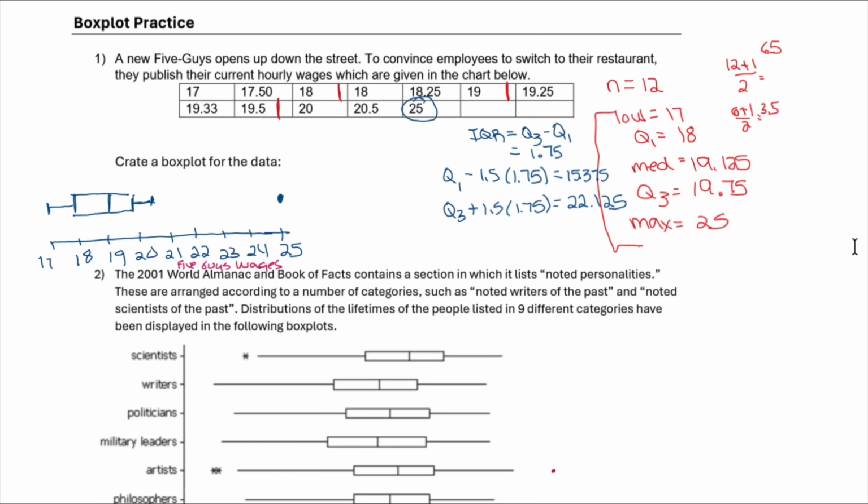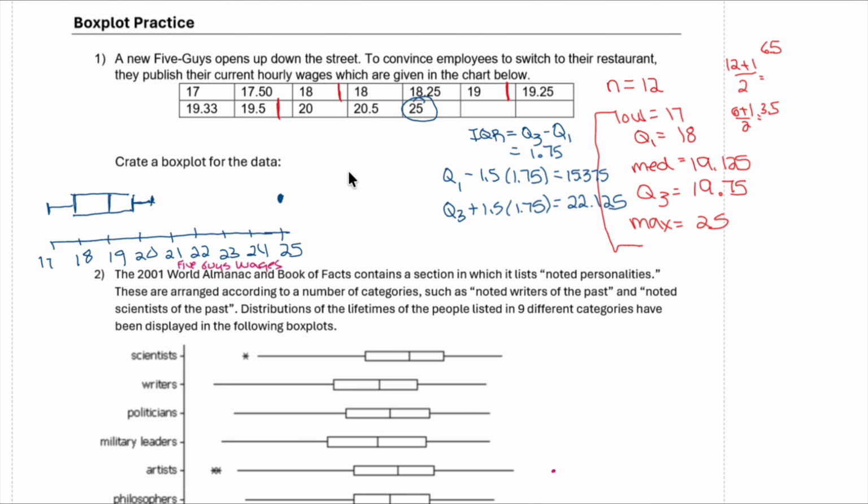In this video, we're going to do a couple boxplot practice. The first question is in here. A new Five Guys opens up down the street. To convince employees to switch to the restaurant, they publish their current hourly wages, which are given in the chart below. So we're given a set of data, and it asks us to create a boxplot for the data.